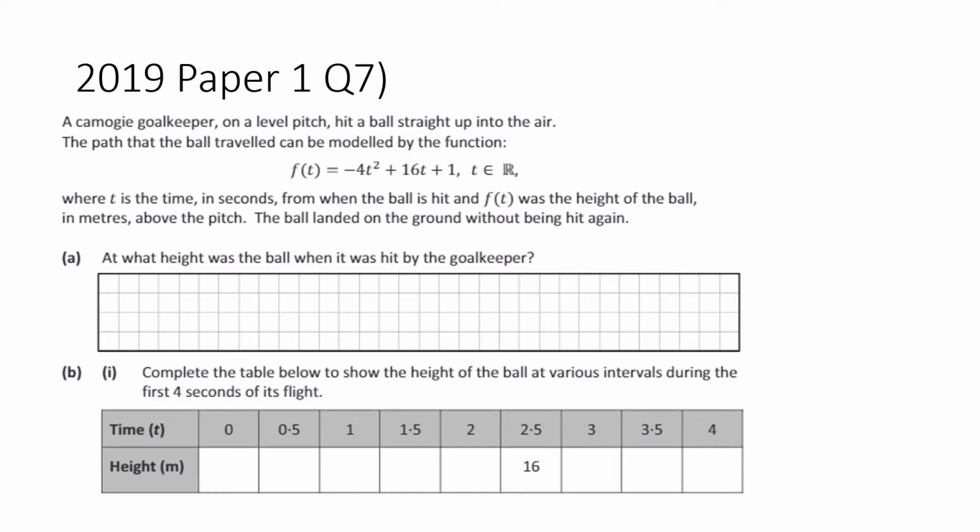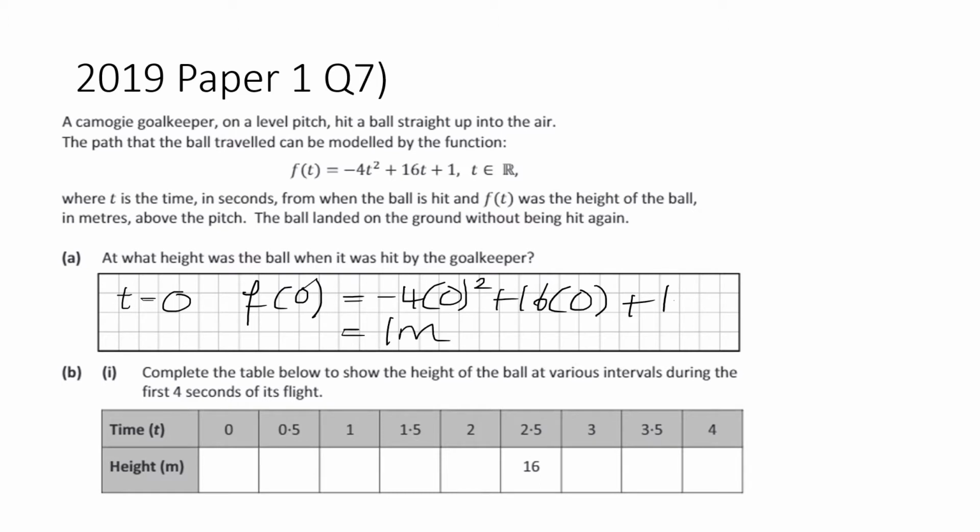The ball landed on the ground without being hit again. So at what height was the ball when it was hit by the goalkeeper? Well, when it was hit by the goalkeeper, this was the start, so this was 0 time. So put f of 0 into your function: minus 4 times 0 squared plus 16 times 0 plus 1. We're looking for the height of the ball, so the ball was at 1 metre. Just put that into your calculator and you get 1.